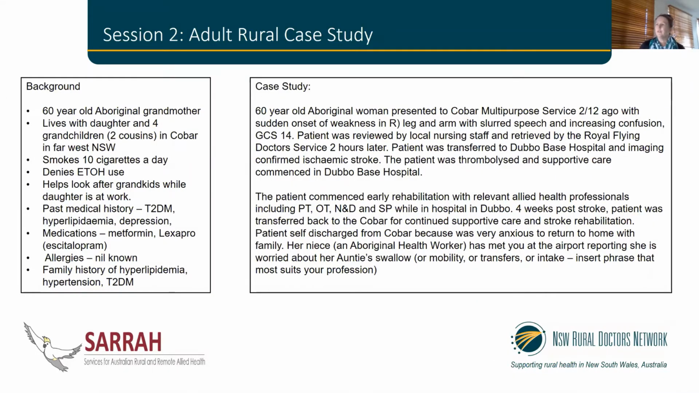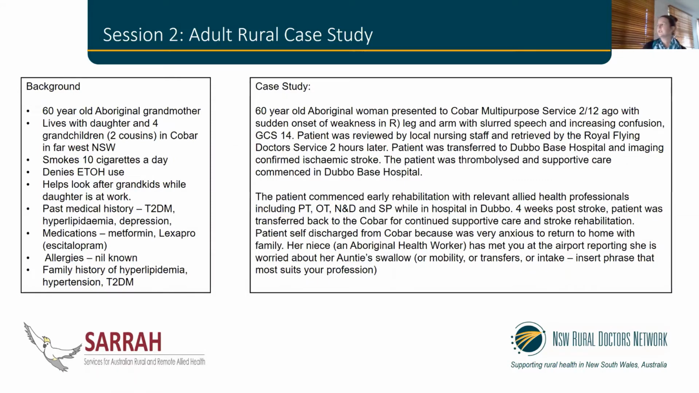So for our case study today, we have a 60-year-old Aboriginal grandmother who lives with her daughter and 4 grandchildren, 2 sets of cousins in there. She smokes 10 a day and denies alcohol use, and she helps look after the grandkids while her daughter's at work. She has past medical history of type 2 diabetes, hyperlipidemia, depression. Her medications are listed there. She has nil known allergies and a family history of same.